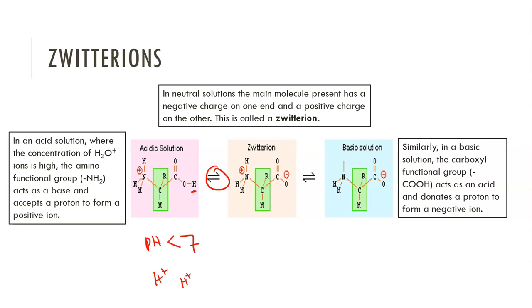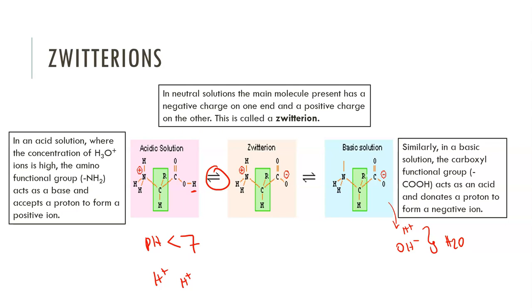The opposite occurs with the equilibrium in basic solution. Now we have OH- around, which will react with any H+ to form H2O. This means there isn't extra H+ around to protonate this nitrogen. In fact, the equilibrium will be pushed so that the hydroxyl will donate its proton, and we will see H2O being formed. Okay, so the carboxylic acid will act as an acid and donate its proton.